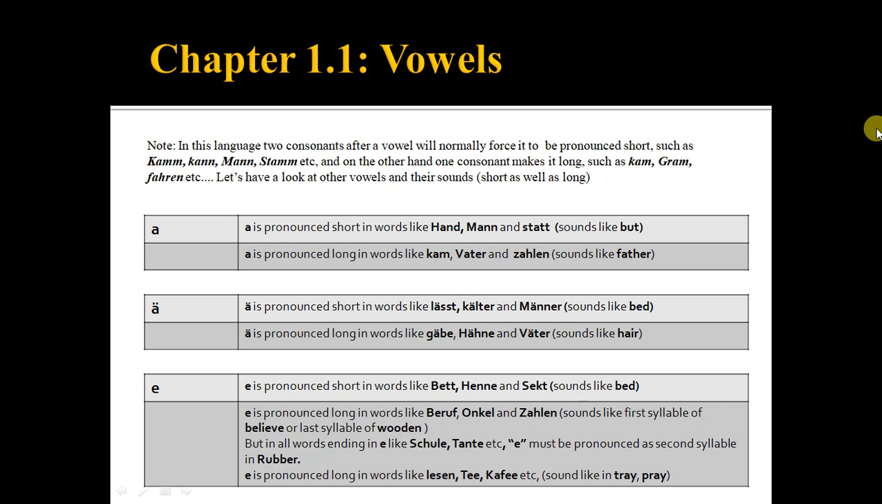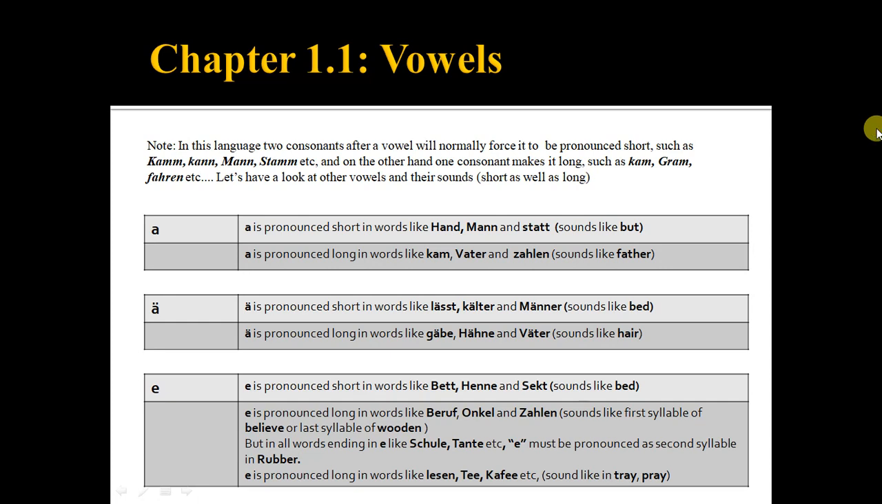The next vowel we have is a special character in this language, the umlaut Ä. The vowel is pronounced as a, as in sometimes bed and hair. It is going to be pronounced a little shorter in words like lässt, Kälter, Männer. This sounds like bed. It's going to be pronounced a little longer in words like Gäber, Hänner, Väter, which sounds like hair. The difference we can observe: two consonants make it shorter, again and again. This is how you can practice, observe, identify, and pronounce the words by looking at the consonants after the vowel.